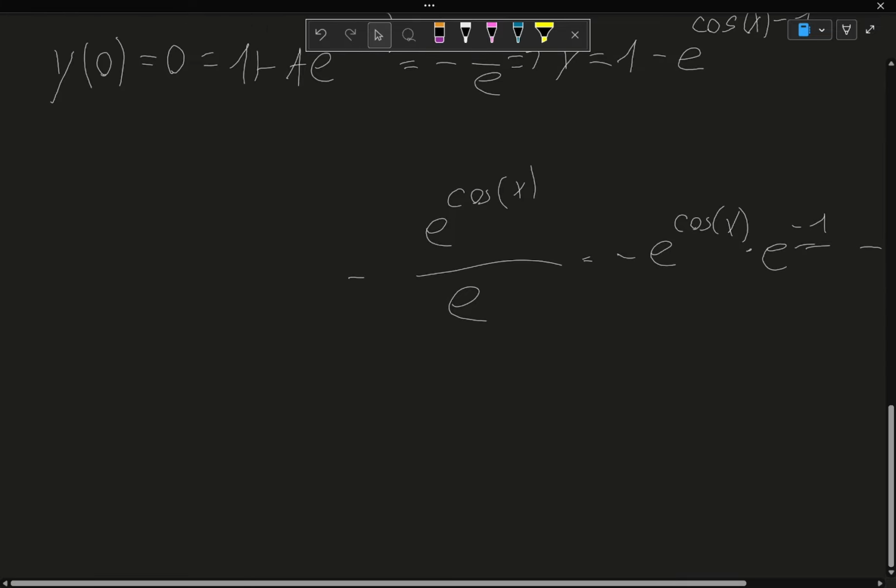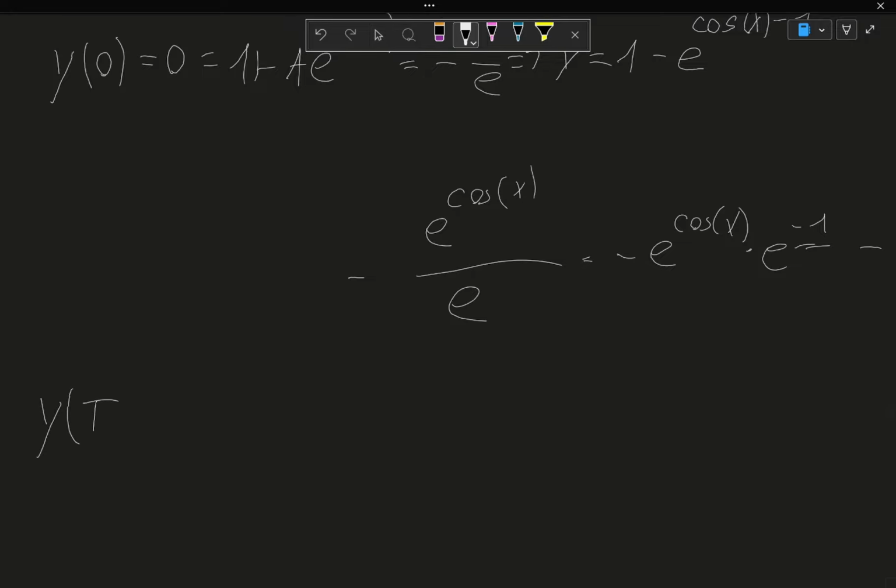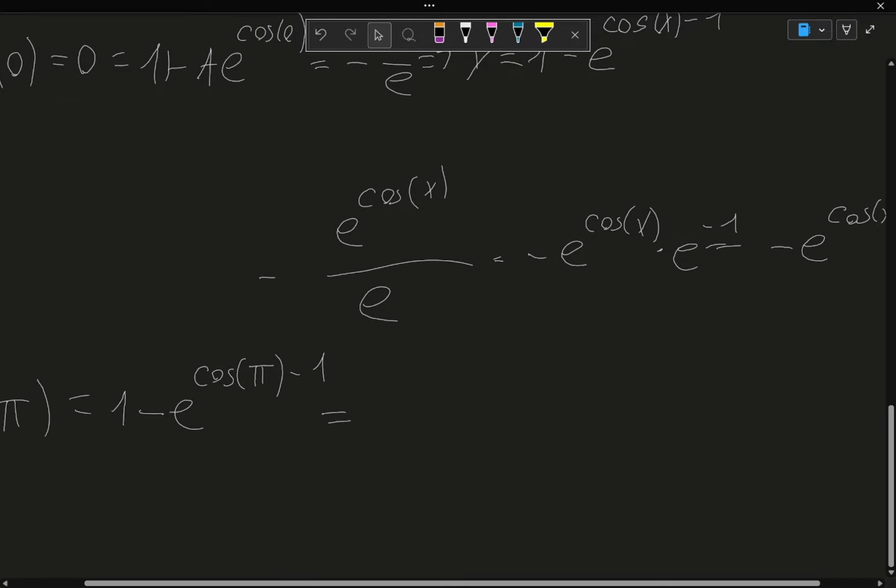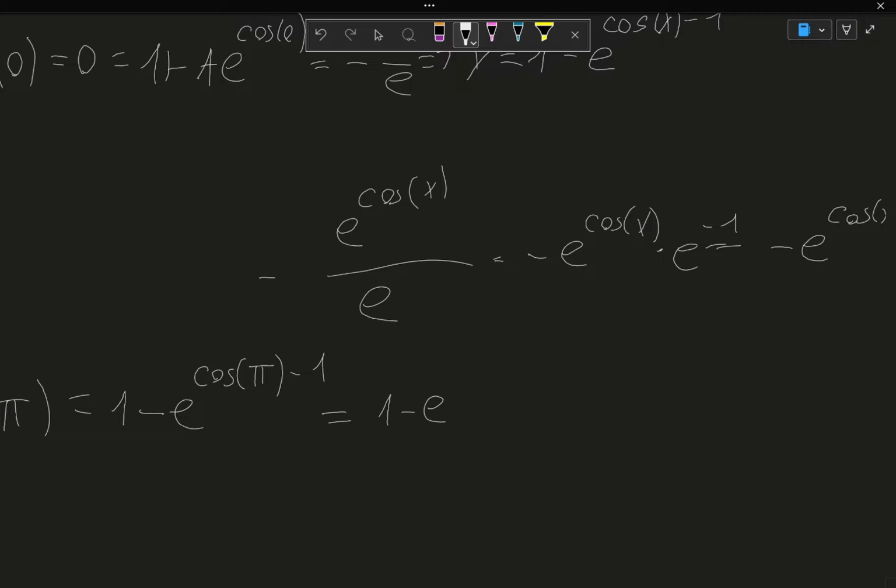So our final solution can now be calculated. y of pi is equal to 1 minus e to the cosine of pi minus 1, and cosine of pi is minus 1. So we have minus 1 minus 1, which is minus 2. So we have 1 minus e to the power of minus 2. And that's our final solution.